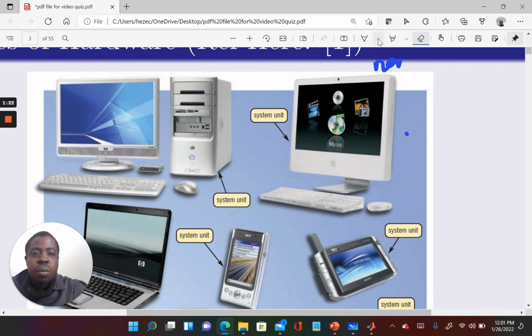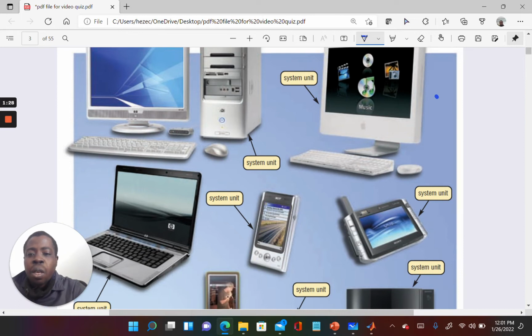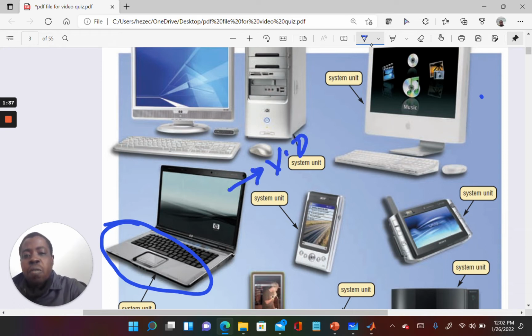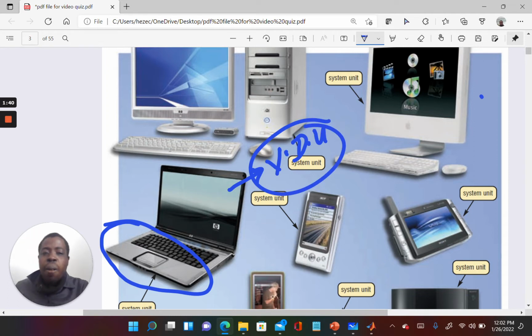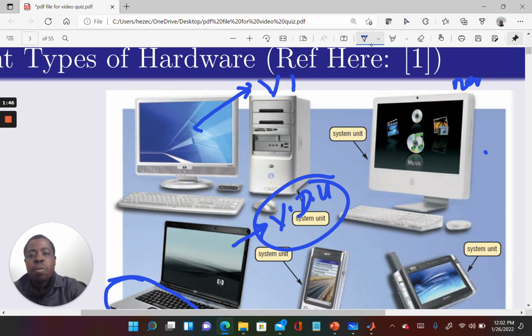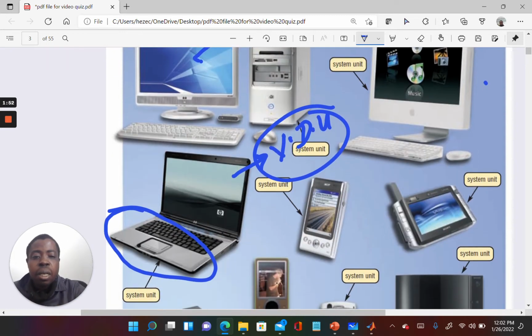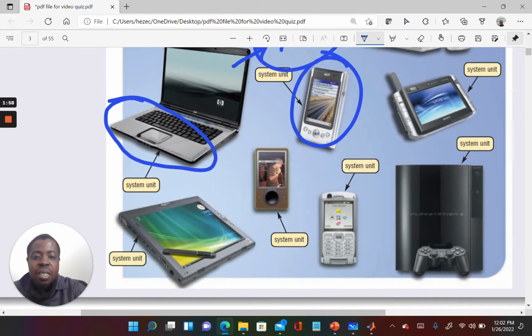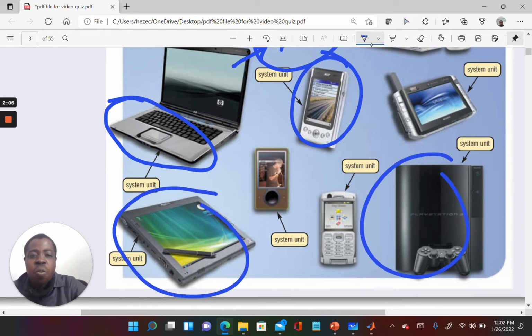Okay, so you need to know the difference between system unit and a motherboard. This is a system unit for laptops, while this part is what? A VDU, visual display unit. For desktop, this is the VDU, visual display unit. And for your phone, of course, this is your system unit. And for this device, this is the system unit, and so on and so forth.